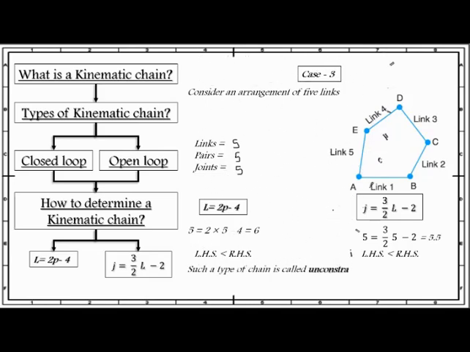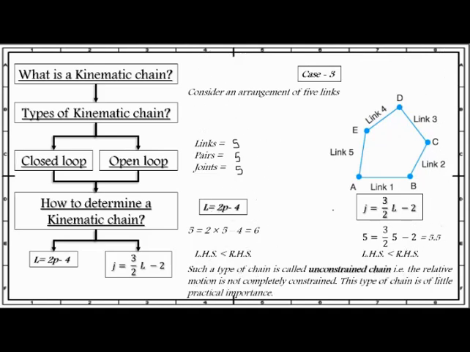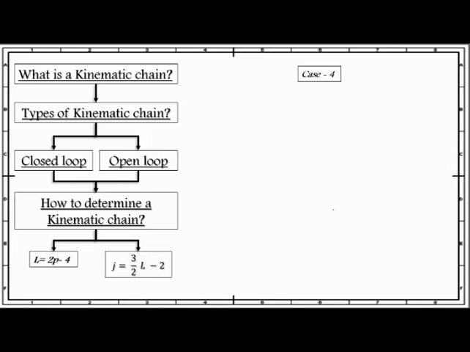Such a type of chain is called an unconstrained chain, that is, the relative motion is not completely constrained. This type of chain is of little practical importance. Fourth and the last case that we are going to study is, consider an arrangement of 6 links as shown in the figure.